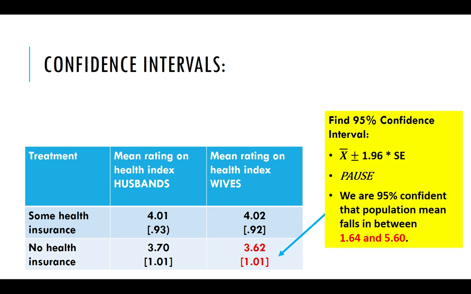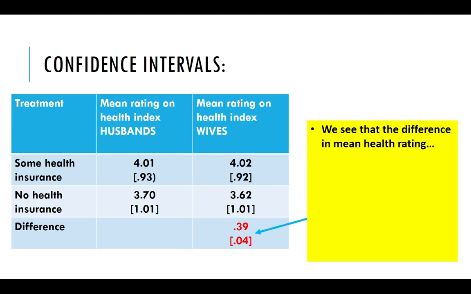Hopefully you got that we are 95% confident that the population mean falls between 1.64 and 5.6. So now we have a confidence interval for both of the means for wives, when they have some insurance and when they have no insurance. Let's take this a step further. Let's say that we want to look at the difference. We had a mean of 4.02 in terms of the health index rating for wives when they have insurance, and it was 3.62 when they didn't have any insurance.